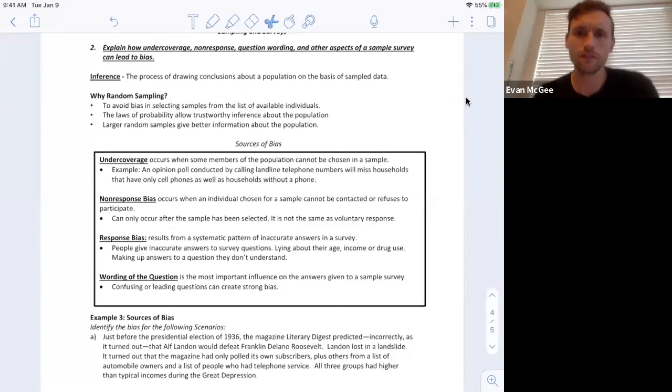This is the second 4.1b video. We're going to look at bias, a couple of different things that can influence or create bias in a sample survey, such as undercoverage, non-response, wording of the question.